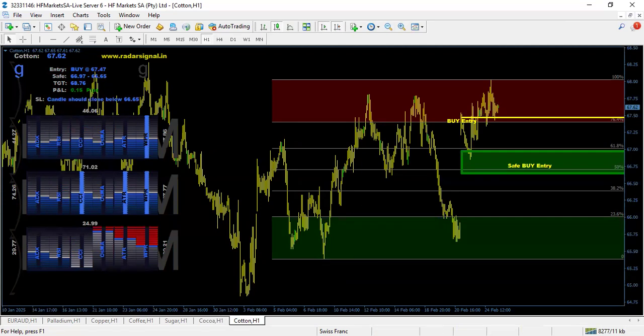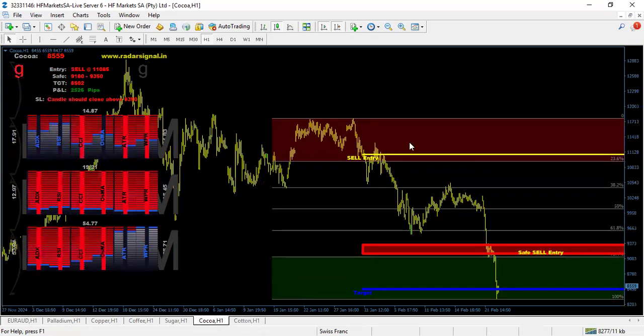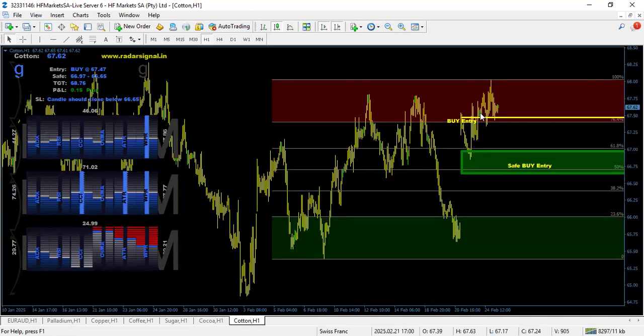If you look at the difference, look at cocoa, for example. We sold at the resistance, and then look at the movement, right? And then look at cotton. We bought at the resistance, but look at the movement. It's quite very slow. It's not moving. Why? Because of the pressure of the resistance, the pressure of the sellers at that price. At this price, you find sellers. Sellers are fighting with the movement. That is why the movement is quite very slow.